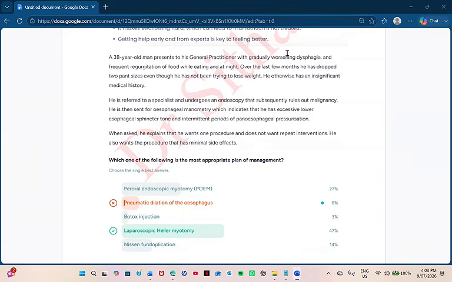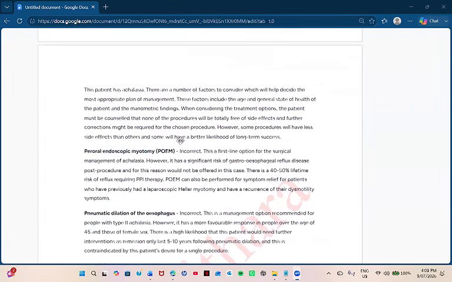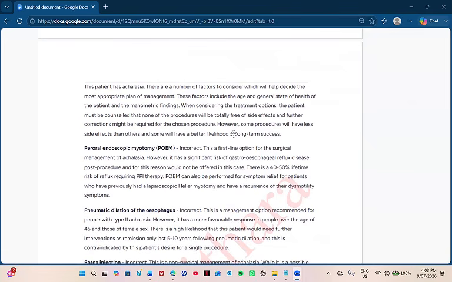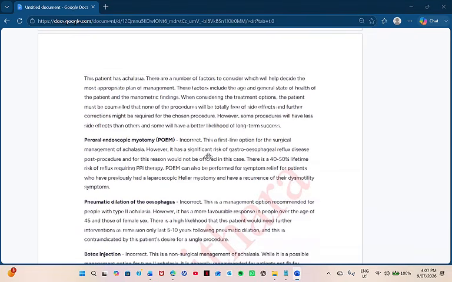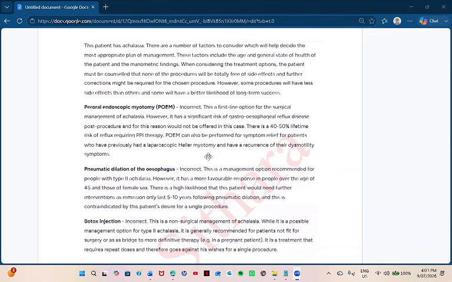Yes, achalasia, right? Achalasia. So why is he going with the laparoscopic Heller myotomy? Let's see. This patient has achalasia. There are a number of factors considered which will help to decide the most appropriate plan of management. These factors include the age and general state of health of the patient and manometric findings. When considering the treatment options, the patient must be counseled that none of the procedures will be totally free of side effects and further correction might be required in the chosen procedure.